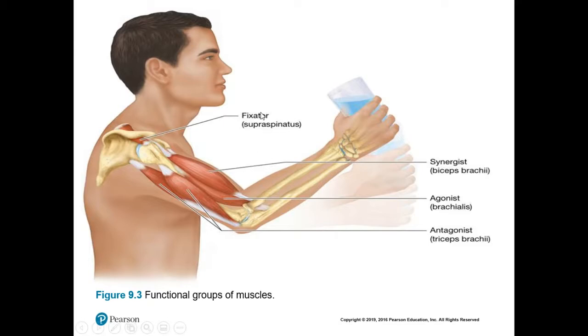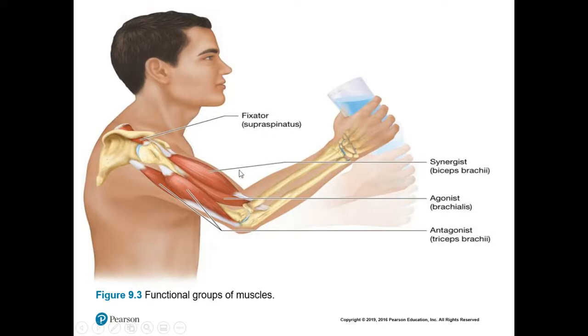Now, functional groups of muscles. Okay, so these are the ones I explained. Fixators, as the name implies, stabilize a joint. A fixator muscle, like the supraspinatus, for example, stabilizes the joint as you're moving it.